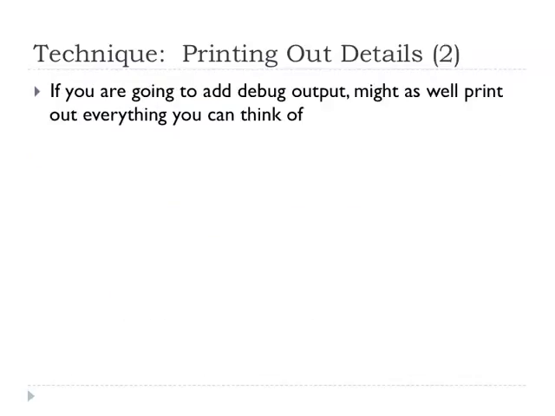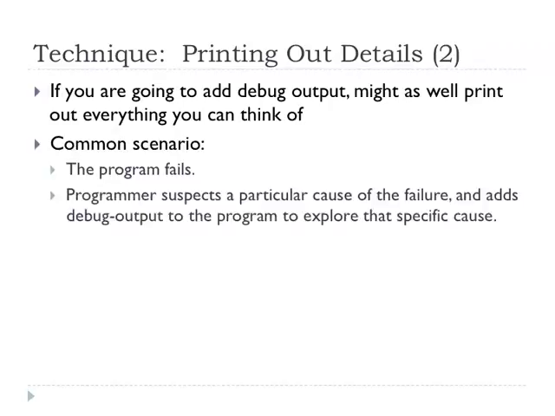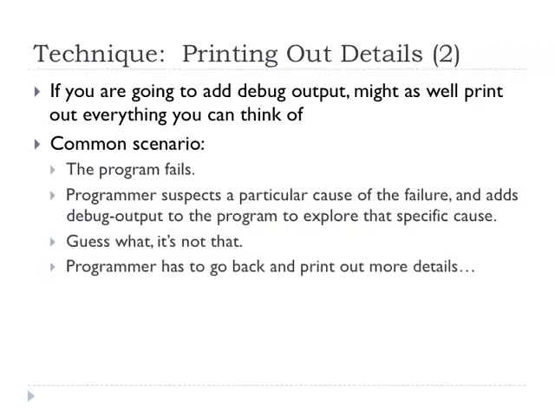If you're going to add debug output, you should probably, when you're adding it, print out everything you can possibly think of. This is another one: your program fails, you say, okay, this is what I think it might be, and you go in and add debugging output. You write careful code, and then, guess what? Everything looked fine. Okay, I've got to go back and do some more.